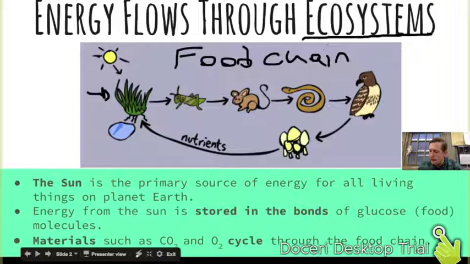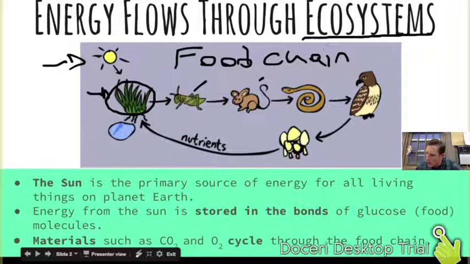So the energy that's in the grass gets eaten by the grasshopper. The energy that's in the grasshopper gets eaten by the mouse, and so on and so forth, all right? That energy that came from the sun gets stored in the bonds of the glucose molecules inside the grass. And then that grass gets eaten by the grasshopper. Now that grasshopper is made up of energy, which is in the bonds of that organism, which gets eaten by the mouse, and so on and so forth. So we need to recognize that energy is a one-way flow, and we have a constant source of it, which is the sun.